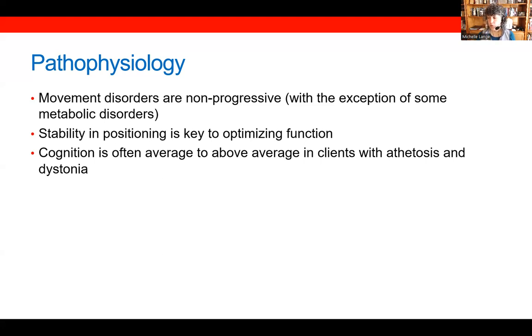Another thing that's important to remember is cognition is often average to above average in people with many types of movement disorders, not always, but particularly in athetosis and dystonia. So it's important to keep that bar high.